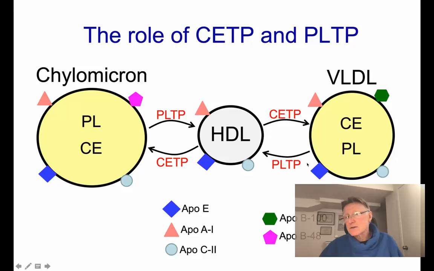And these proteins are in the circulation, so once there is an interaction between these particles, these proteins can act and facilitate this exchange between HDL and chylomicron and VLDL. So this is also an important aspect of how lipids are managed in the circulation.